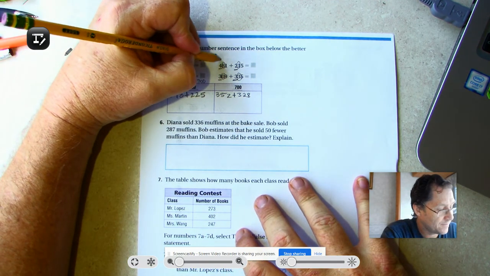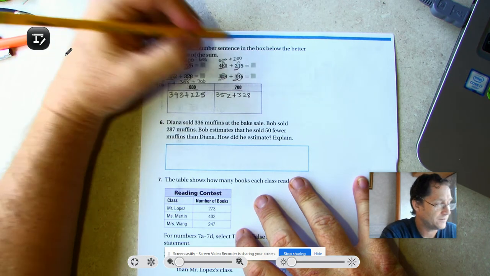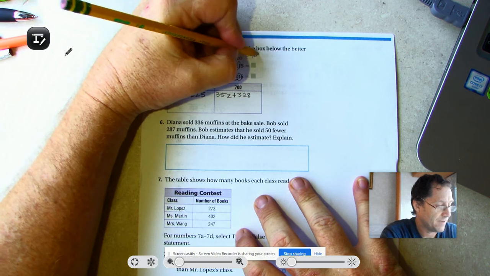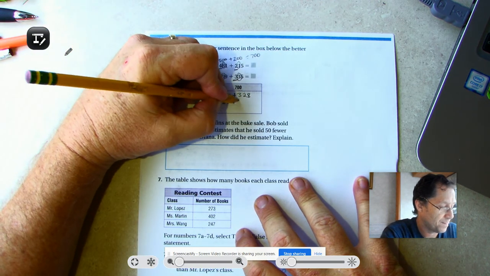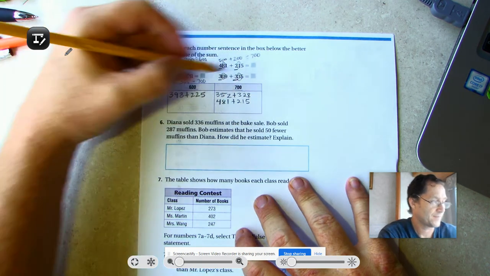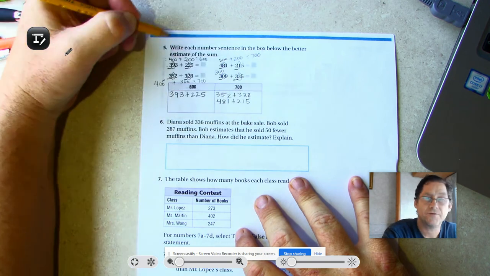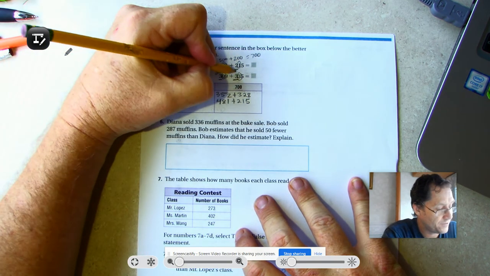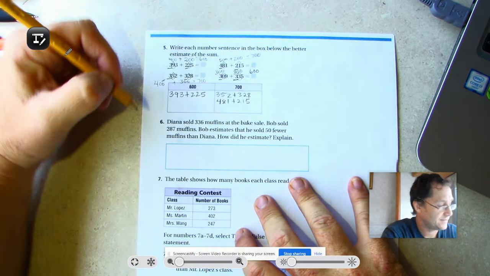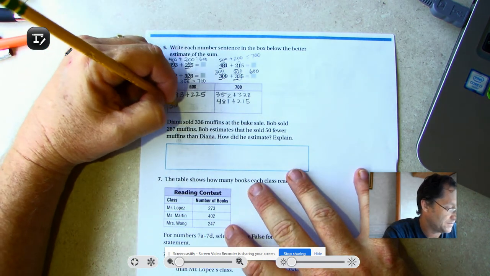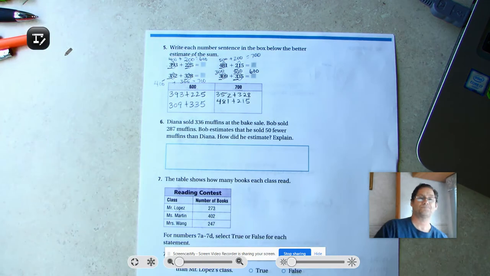481, that would get increased to 500, and the 215 would round to 200. And so that would be 700. So 481 plus 215. And the last one, 309, would get rounded to 300, and 335 would get rounded to 300. So 300 plus 300, 600. And so I would write 309 plus 335.